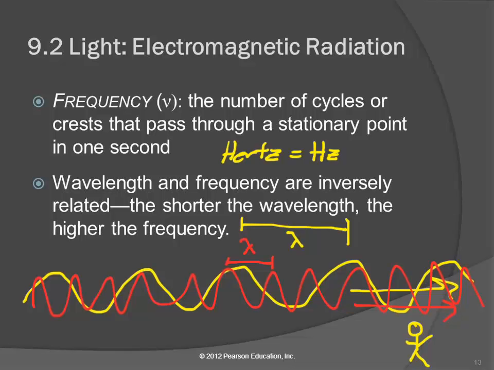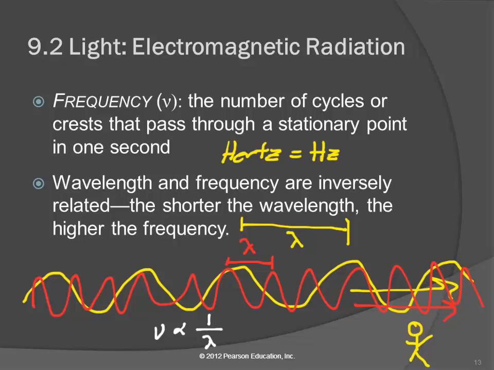And so the relationship is, we say it's an inverse relationship. Frequency is the Greek letter nu, which is like a V, but not a V. So nu is proportional to 1 over the wavelength. If the wavelength is big, the frequency is small. If the wavelength is small, the frequency is large.